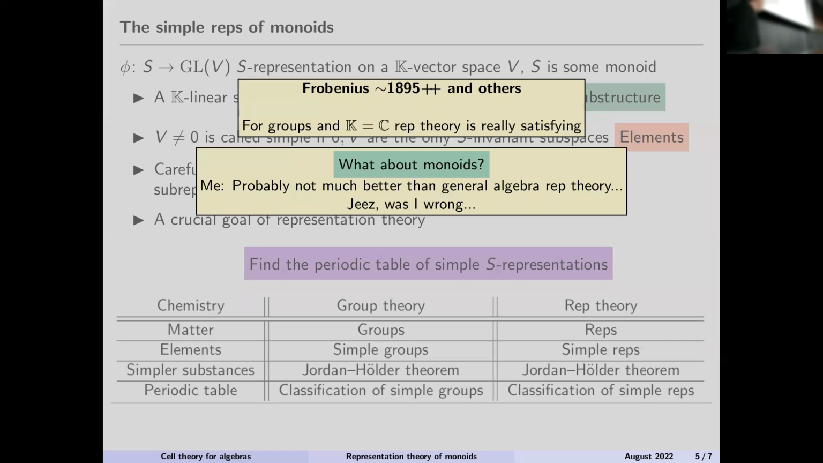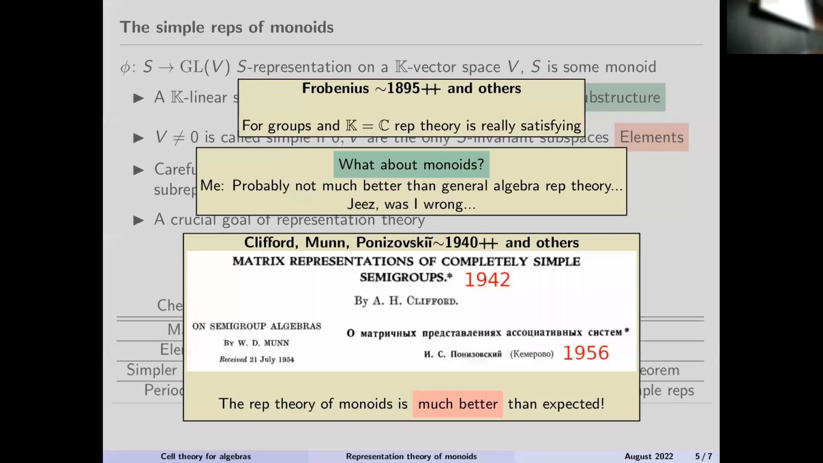And what on earth is going on for monoids? It's a good question. I really thought, as I said, it's not much better than general theory of algebras because there's so many monoids. Just remember the crazy pictures, so on. Let's see. It's not. It's really, really great. That's what I'm going to cover now.